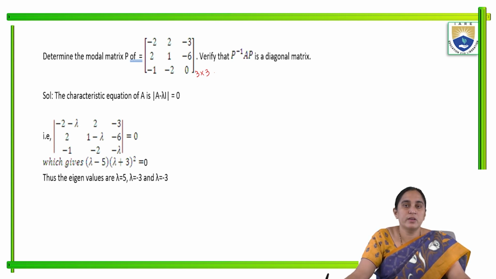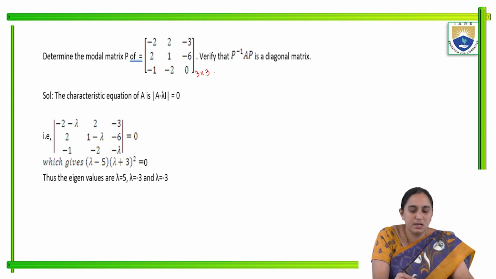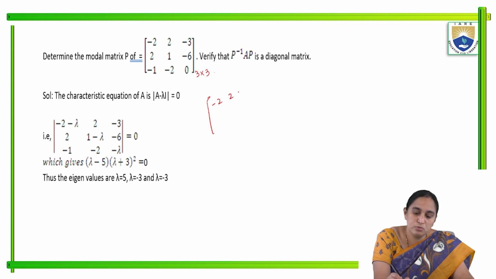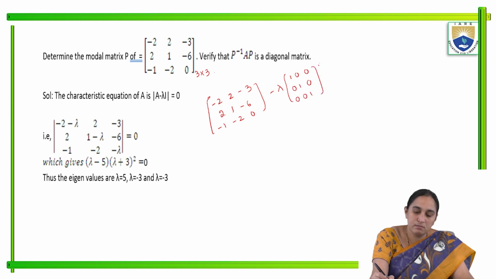For a 3 by 3 square matrix, what about the identity? 1 0 0, 0 1 0, 0 0 1. That is the identity matrix. For that, write A minus lambda I, that is minus 2, 2, minus 3, 2, 1, minus 6, minus 1, minus 2, 0, minus lambda into 1, 0, 0, 0, 1, 0, 0, 0, 1. Determinant of this is equal to 0.